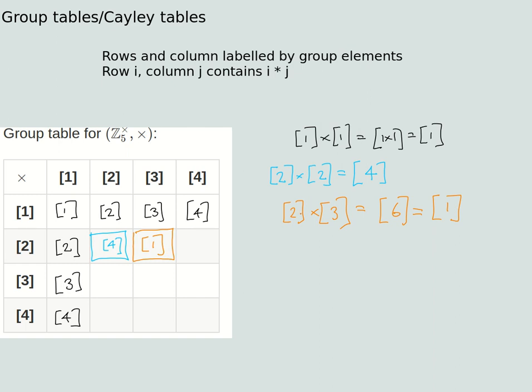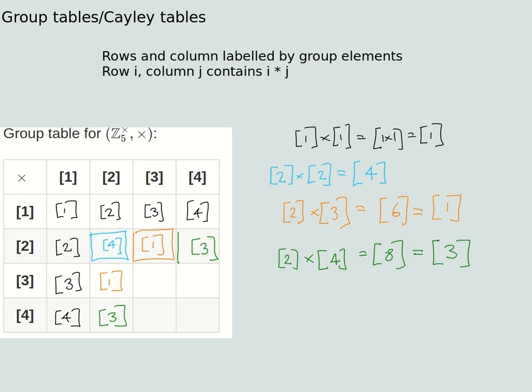Now, of course, in our group, the class of 2 times the class of 3, and the class of 3 times the class of 2 will both be the same. So I can put the class of 1 here as well. Okay, let's work out some more. So here in dark green, this cell is going to be in dark green. So here, in this cell, I should put the class of 2 times the class of 4. That's the equivalence class of 8. And 8 is congruent to 3 modulo 5, so I can write that, if I like, as the class of 3. So here we should put the class of 3. And again, 4 times 2 and 2 times 4 are the same, so I can put the class of 3 here as well.